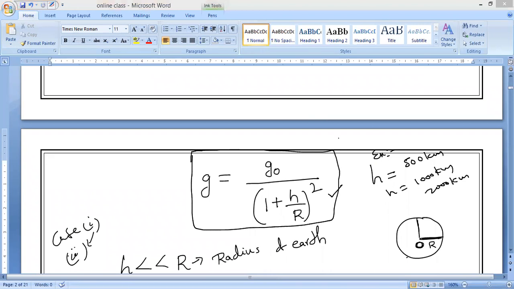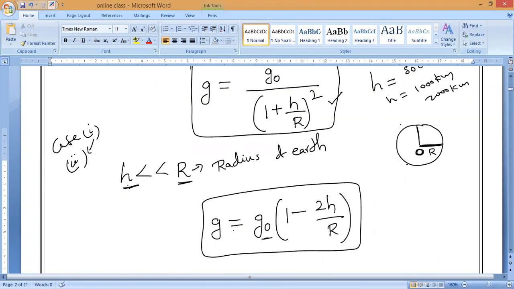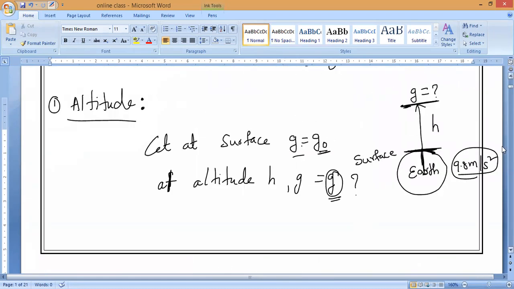Now, if the H value is extremely small, for example 1 kilometer away from the surface, 2 kilometers, 3 kilometers, 4 kilometers, meaning extremely smaller than R, then for calculating G at the surface we can use G = G naught into (1 minus 2H by R). So these are the two formulas you have to use. Any doubt in this, you can ask me.